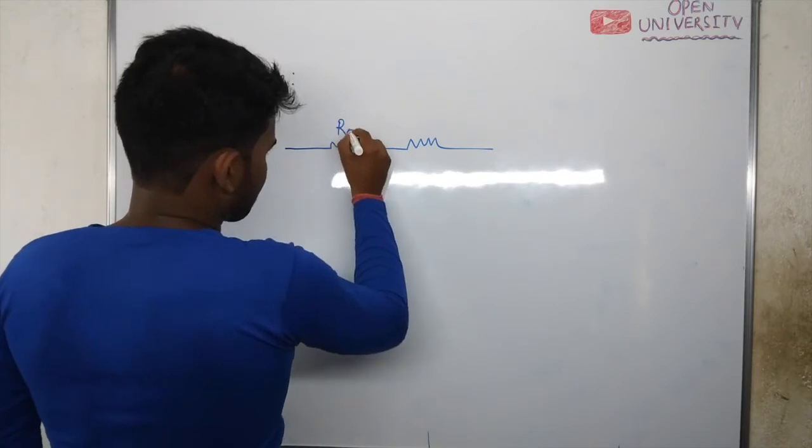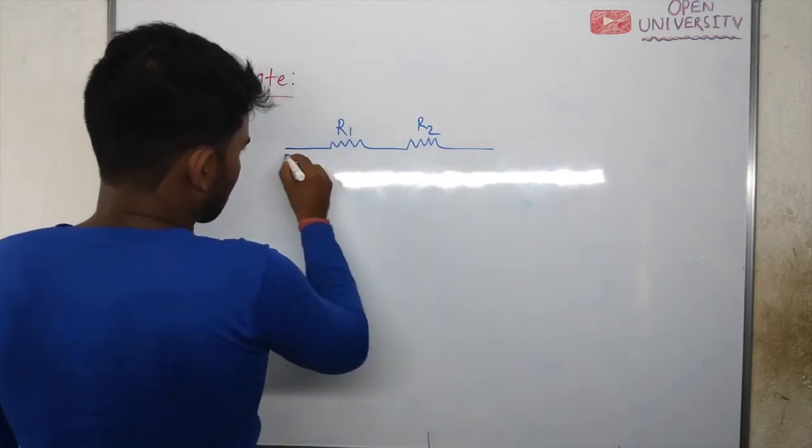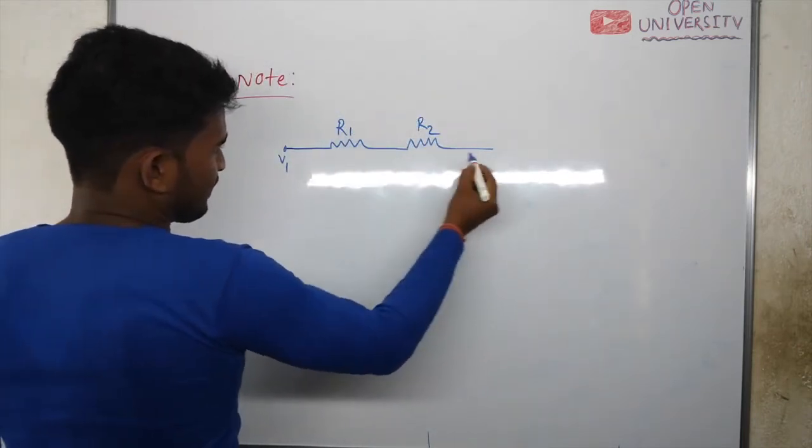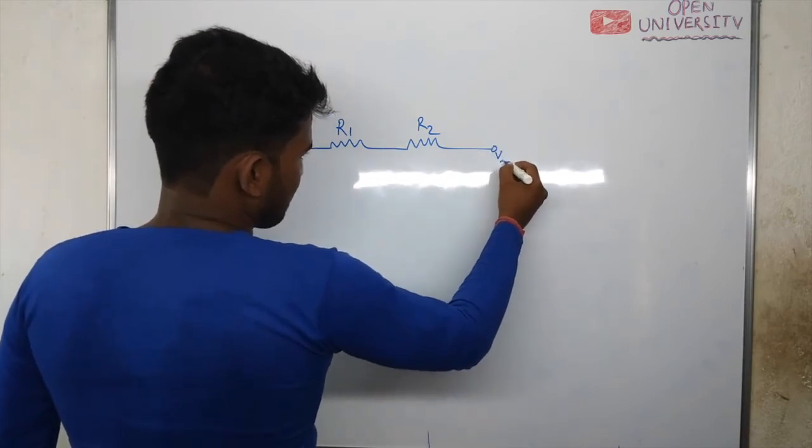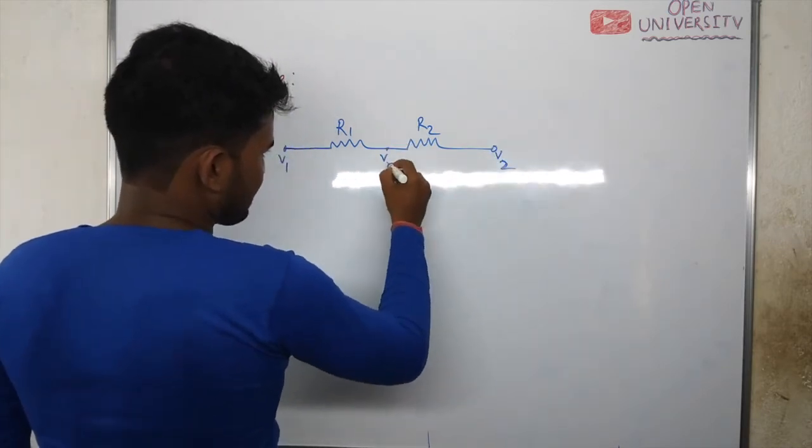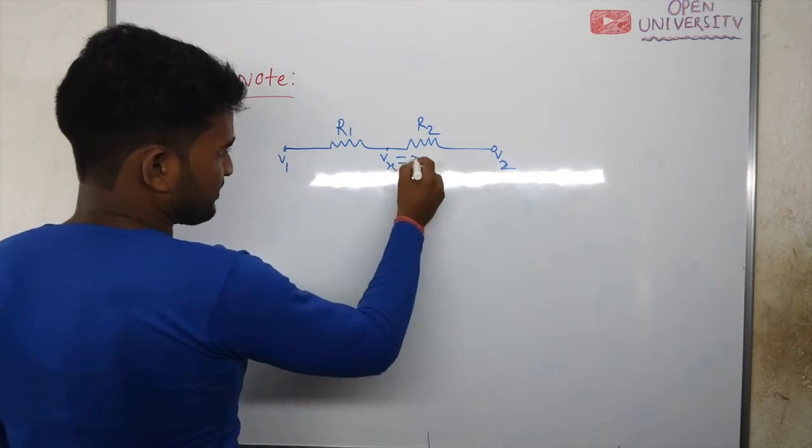This is your resistance R1, this is R2. The voltage at this node is V1 and the voltage at this node is V2. My interest is to find what is the voltage at this point, Vx. What is Vx?